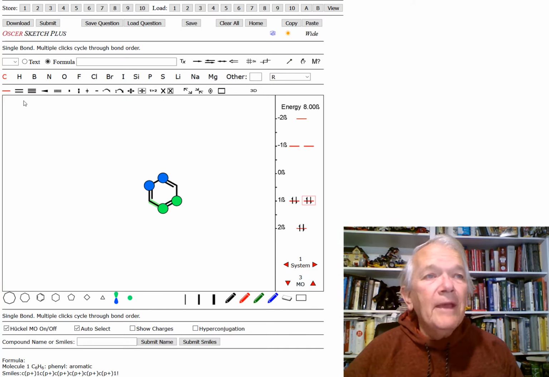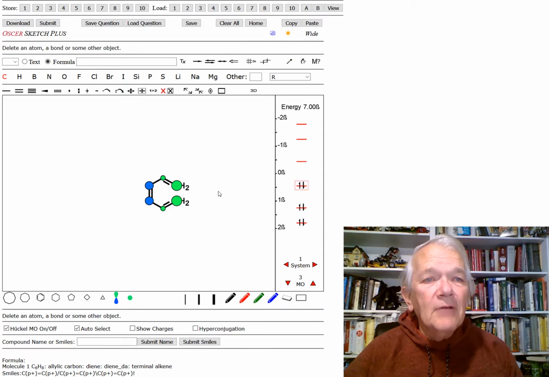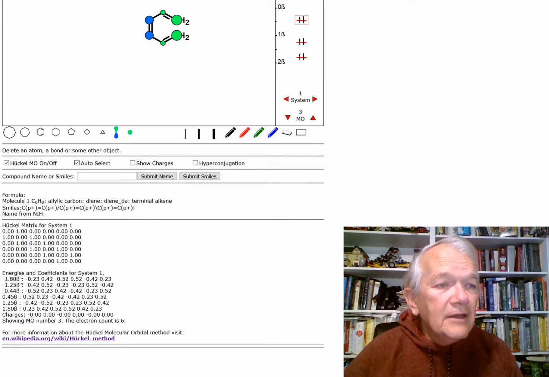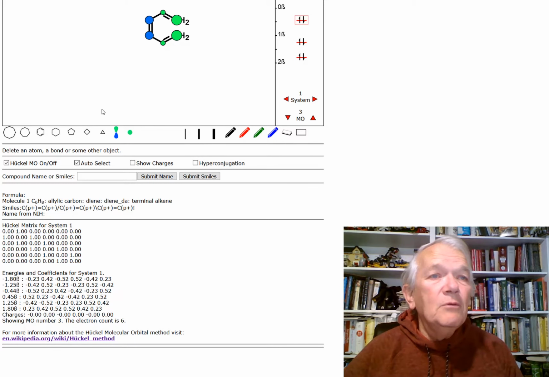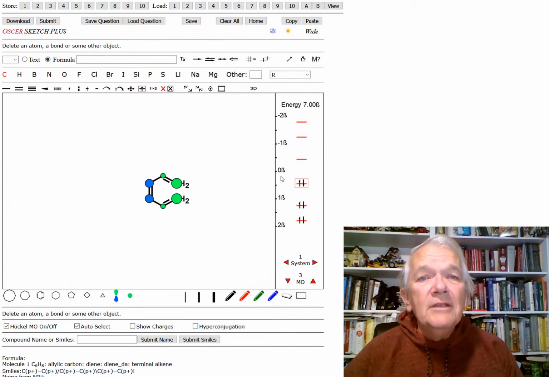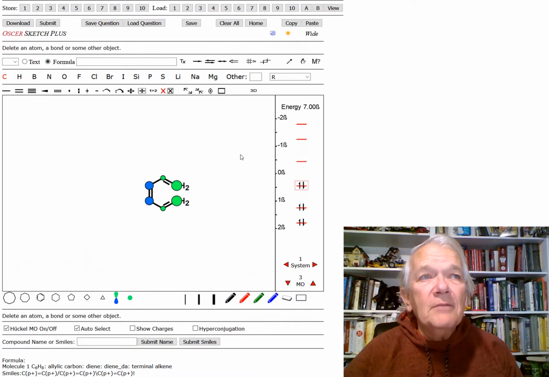So let me go back and erase that bond we drew in. So I'm going to erase this bond, go back to the hexatriene. Look here. These things are much closer to one another. Well, we can look at that exact energy. Down here it says that energy is at 0.45. The top one would be the minus of that. So this energy difference is less than a beta.